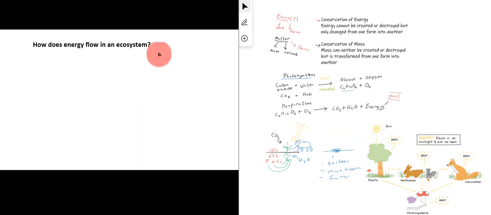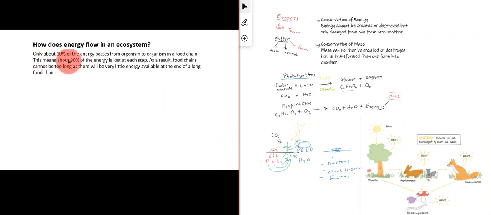We're talking about energy and this principle: energy cannot be created or destroyed, but is just changed from one form into another. So we want to think about how energy actually flows through an ecosystem. How does this energy move through an ecosystem like this?